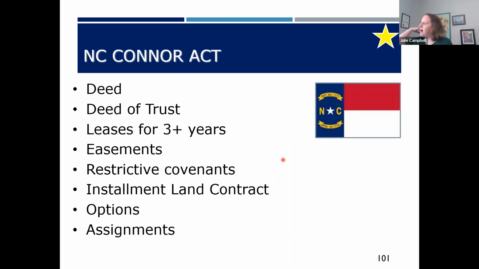The deed of trust in North Carolina, we're very fancy. We refer to our mortgage as the deed of trust. That's the lender's interest. Connor requires that to be recorded so third parties are aware there's an outstanding lien on the property. Connor says leases for more than 3 years have to be recorded in order to be enforceable. Please note, 3 years doesn't have to be recorded. 3 years and 1 day does. Anything more than 3 years.